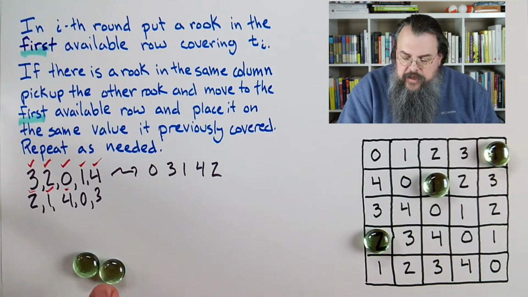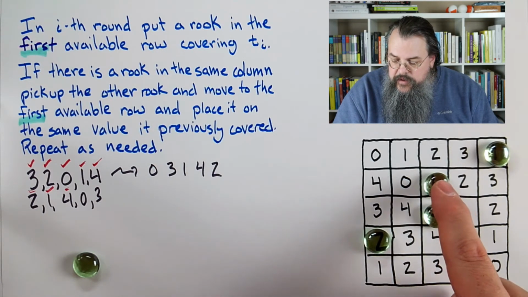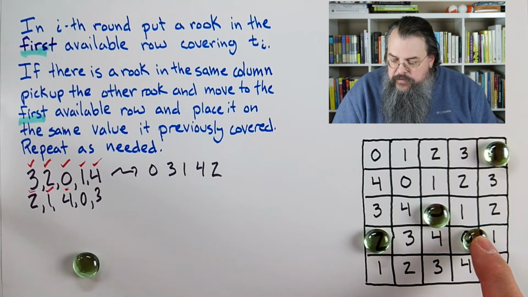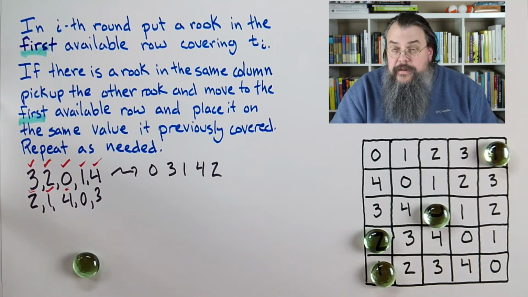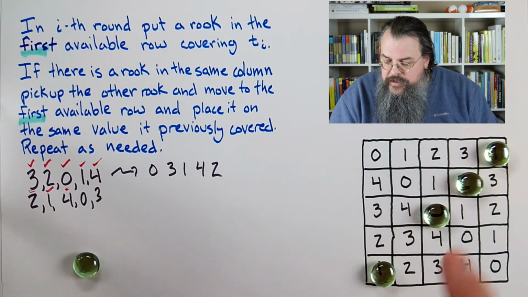Done. Next up is a 0 into the first available row. There's a conflict. So we'll move that into the first available row, which is over here. Conflict again. So move that into the first available row, which is over there.